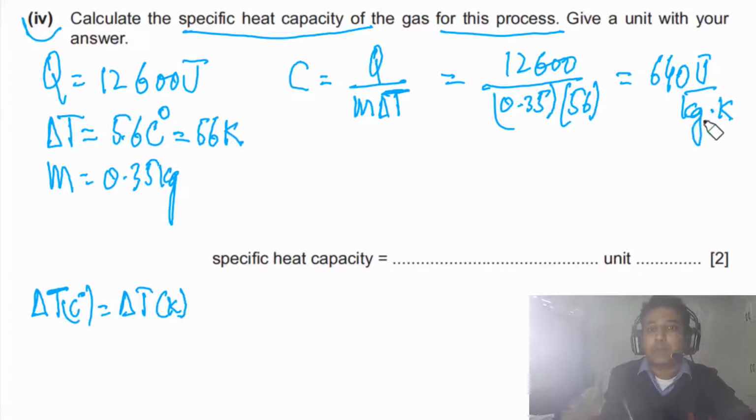So this is a better way to write joules per kg per Kelvin. But you can also use degrees Celsius because a change in temperature in degrees Celsius is equal to a change in temperature in Kelvins. So you can also write degrees Celsius, but it's better to write Kelvin. So our final answer is 640 and the unit is joules per kg per Kelvin. So this is how you need to answer.